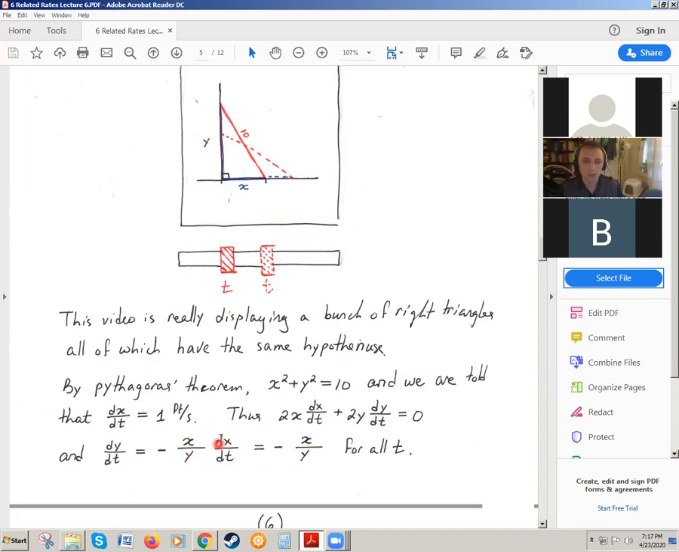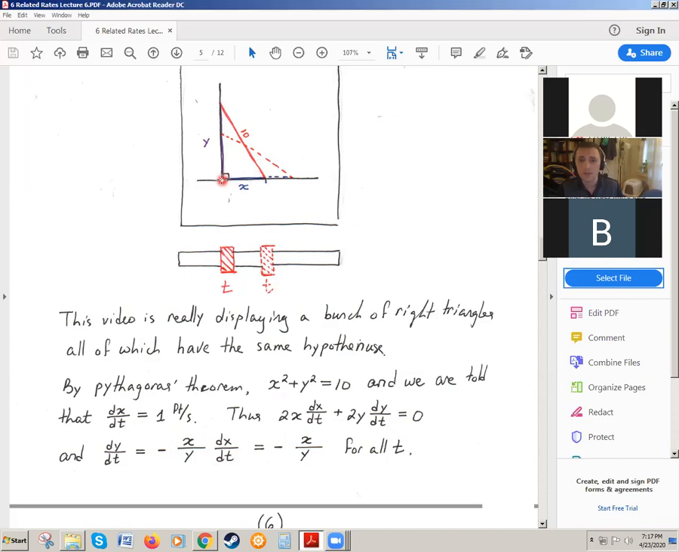So dx/dt, I can just replace it by 1. And I get that dy/dt for any moment of time is minus x divided by y. That's for all time. Now, I am interested only at the moment where x happens to be equal to 6. So when I press pause here, I wait to press pause until x has grown to equal 6.